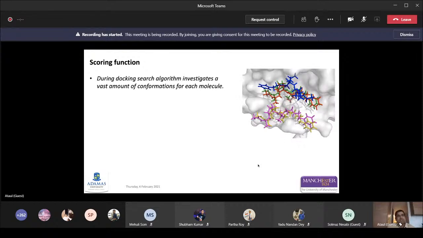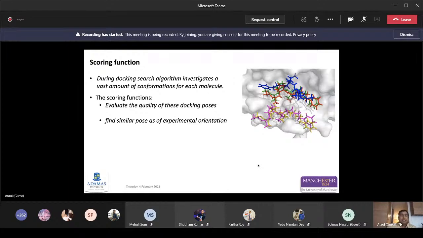As I told you earlier, during the docking, the search algorithm investigates a vast number of conformations for each molecule. So in the active site after docking, a large number of conformations of the same molecule may result. Among these conformations, we have to find the best one or near to the best one. So the scoring function helps to identify this. The scoring function may be used for evaluating the quality of the docking poses. It also helps to find a pose similar to the experimental orientation, that is, the best ligand pose in the experimental approach or the crystallization. So in docking, we try to find a similar pose, and the scoring function helps with this.